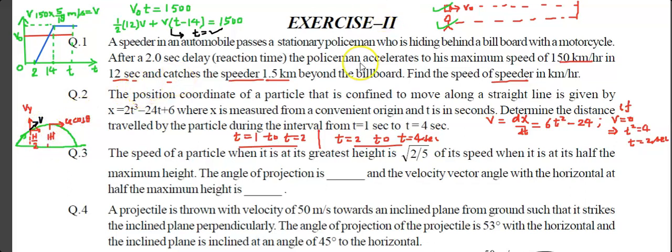Anyway, let's proceed. It is saying something about speed. Let me write this component here, u cos theta. There's no space, so I'm writing it here so that you remember the horizontal component remains the same. It says the speed of the particle at the greatest height, that means this is the speed, and this speed is this many times its speed when it is at half the height. So v and this speed are being linked together.